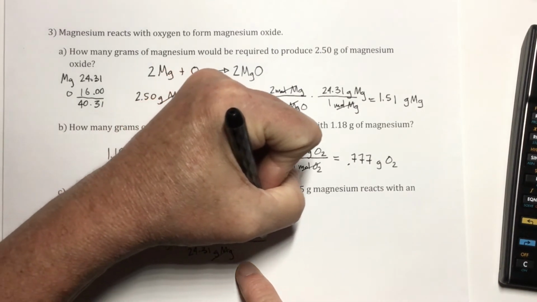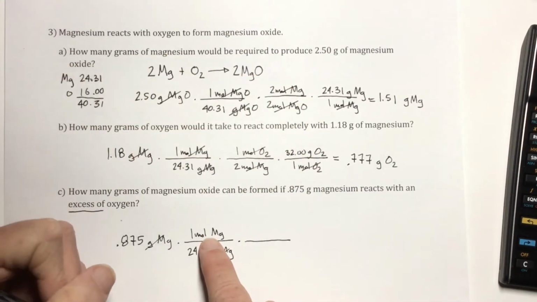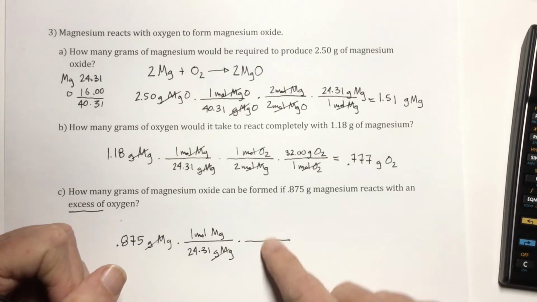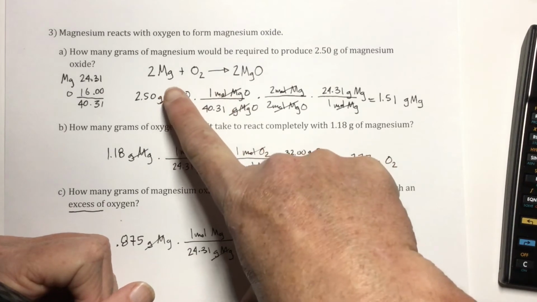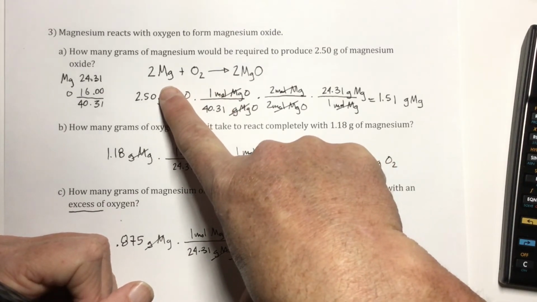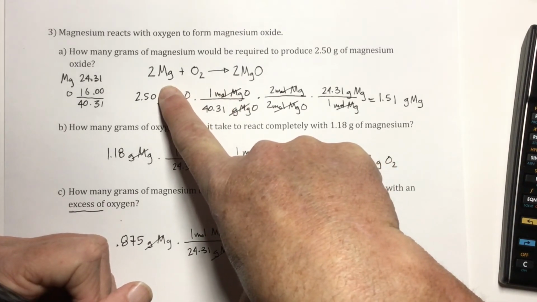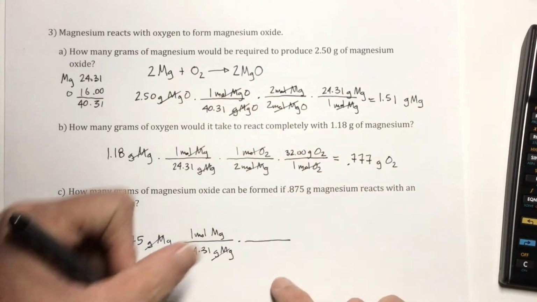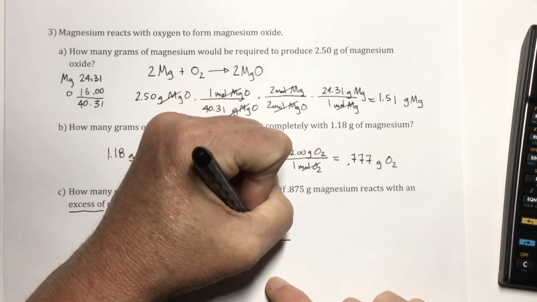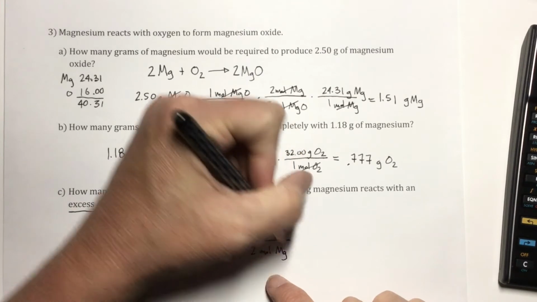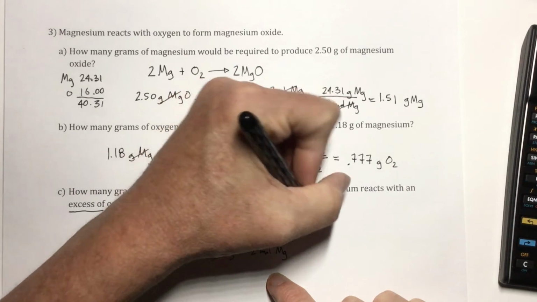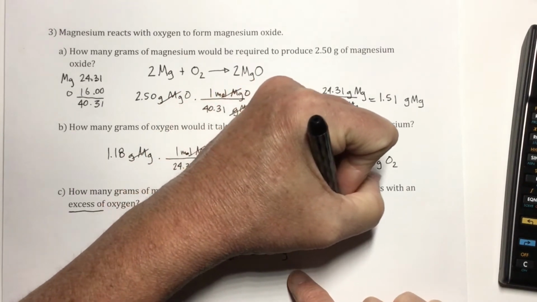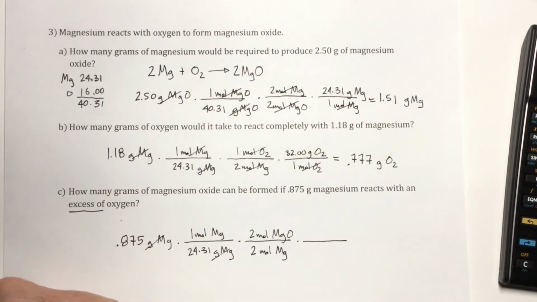So I need to take this from moles of magnesium to moles of magnesium oxide. And this tells me that 2 moles of magnesium is equivalent to 2 moles of magnesium oxide. So down here, 2 moles of magnesium, 2 moles magnesium oxide. And lastly, I want to convert that to grams of magnesium oxide.